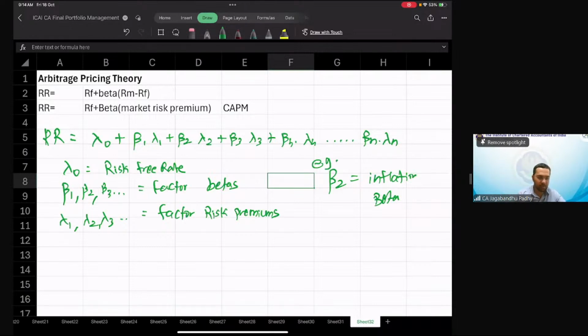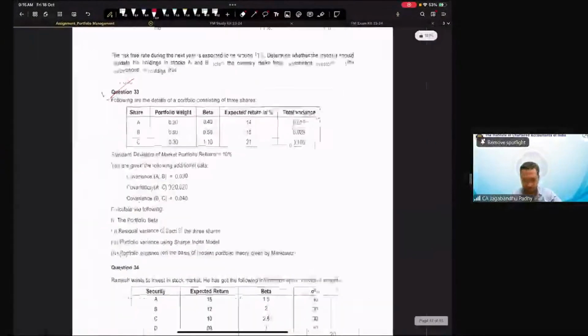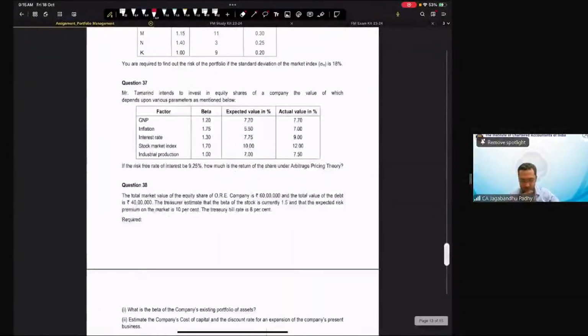Okay, so that's the theoretical background for this arbitrage pricing theory. We will be given the values of betas and gammas, and we just need to apply them into the formula. Okay, let's look at the application of this arbitrage pricing theory in some of the numericals. Let's look at this question.